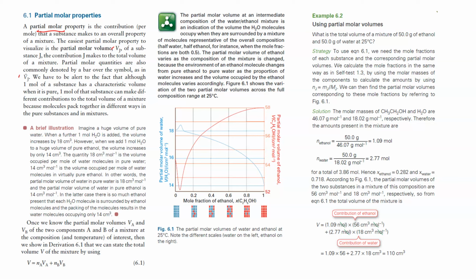So, moving along, let's take a look at a brief illustration here. Imagine a huge volume of pure water. When a further 1 mole of water is added, the volume increases by 18 cubic centimeters. However, when we add 1 mole of water to a huge volume of pure ethanol, the volume increases only by 14 cubic centimeters. The quantity 18 centimeters cubed per mole is the volume occupied per mole of water molecules in pure water. 14 centimeters cubed per mole is the volume occupied per mole of water molecules in virtually pure ethanol.